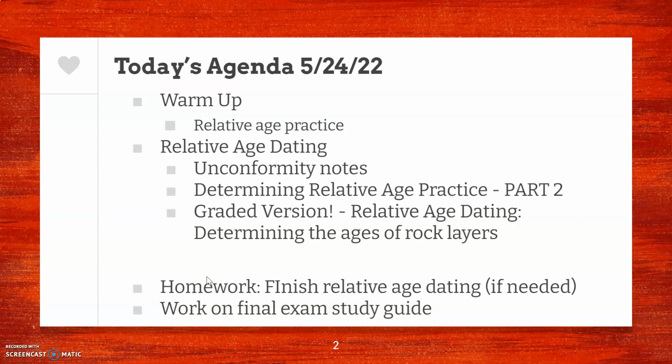You're going to take a little bit of notes. We're going to be going through that here on the video in just a few minutes. Then you're going to finish part 2 of the practice, the part that we didn't get to yesterday. And then you're going to do a graded version of relative age dating. Again, that's going to be posted in Canvas. Tonight for homework, if you don't finish the relative age dating activities today in class, you need to finish them for homework. Also, don't forget to continue to work on your final exam study guide.